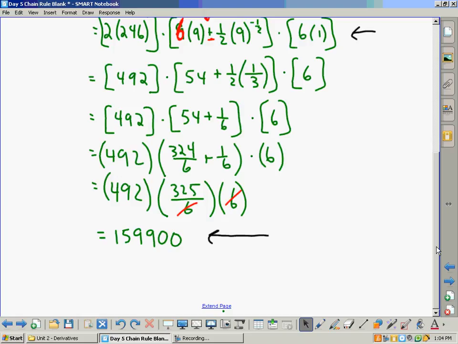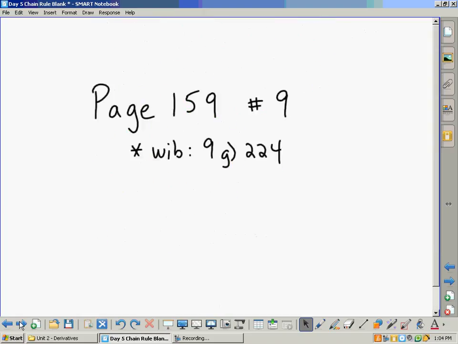And I know you want to practice, and you'll have the rest of the period to do that. So your practice then is going to be page 159, number 9. There's lots of questions there for you to look at. The one word of warning is we have a wrong answer in the back. So number 9G is wrong in the back. The actual answer is 224. All right, so good luck with that.